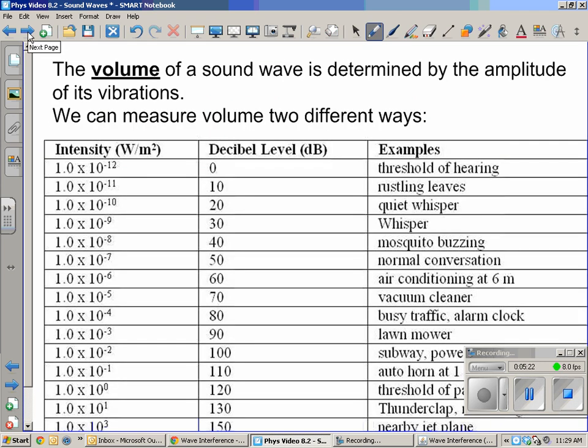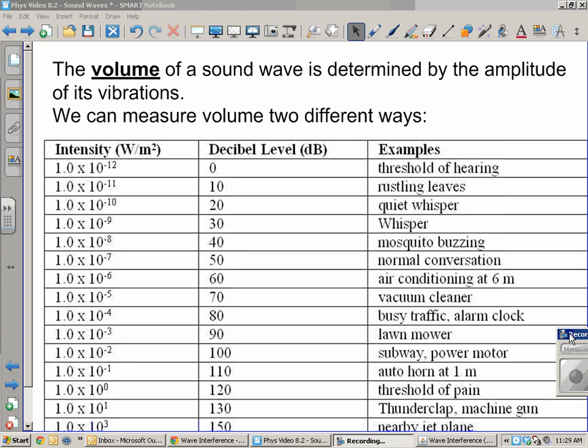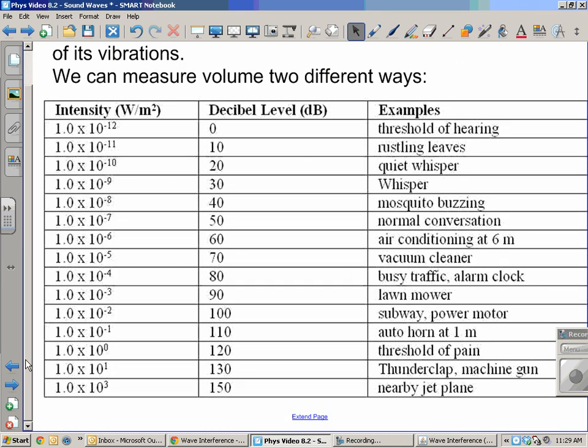Right, the volume of a sound wave. We talked about the pitch, right? The volume of a sound wave is determined by the amplitude of the vibrations. The louder the sound is, the bigger the amplitude is. All right. There are two different ways that we can measure the amplitude of a wave, or measure the volume of a wave. The first way is in what's called intensity. All right. The intensity of a wave is a measure of how much power it puts out per square meter.